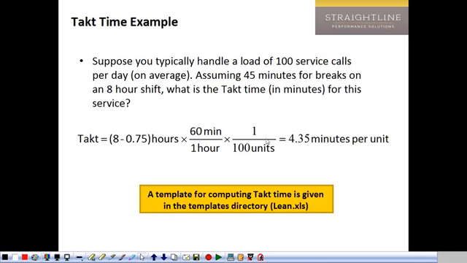And if we look at 100 units, I'm sorry, it doesn't mean we have to handle every call in 4 minutes, but it means we have to average 4.35 minutes per unit. Now, if we had multiple people handling those 100 service calls, say we had 2 people, our takt time would be cut in half, so we'd be able to handle that many more. It essentially tells you how fast you will be able to handle production.